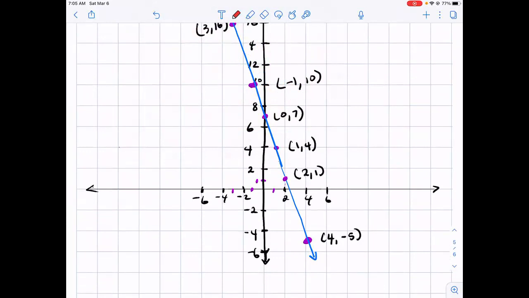So the equation of this line is y equals -3x plus 7. Or you could write 3x plus y equals 7. Right? Either one of them. Either one.